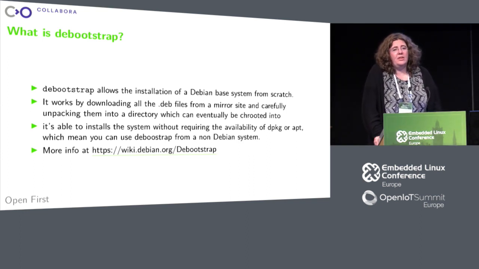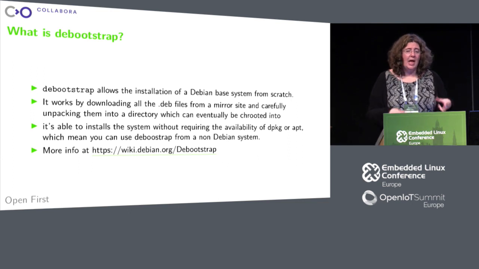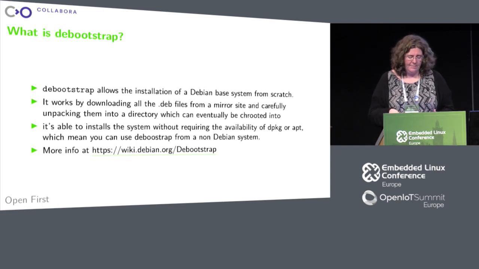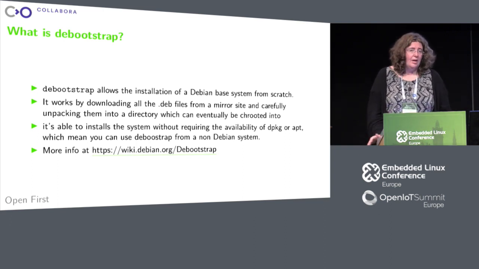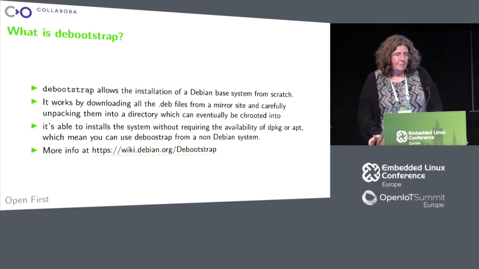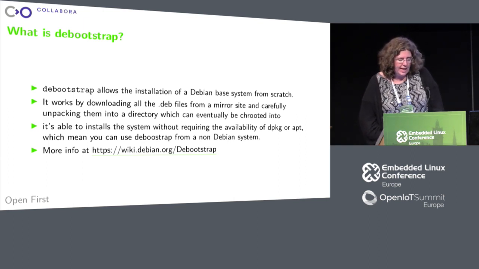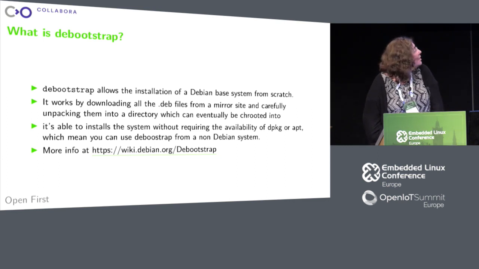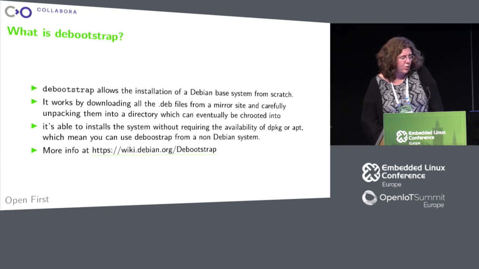Basically, what debootstrap does is allow you to install a Debian-based system from scratch. It's going to download all the debs from a Debian mirror, and it's going to create a chroot with them, using dpkg or apt. And this chroot is going to be like a Debian-based system. You cannot boot it, you cannot do anything with it, but it's a Debian chroot. If you want to know more about this, in the Debian wiki there is a debootstrap page that explains everything quite well.